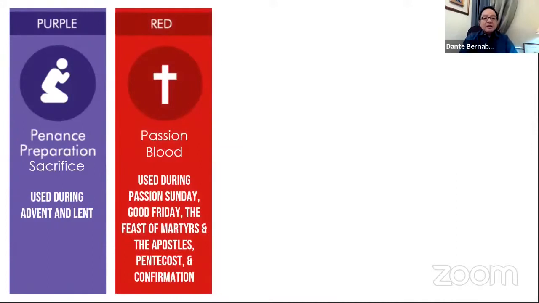It has a dual imagery of the blood and the burning passion of God's love. So that is used for Palm Sunday, yung mga gory na season natin, Palm Sunday, Good Friday, and the Feast of Martyrs and Apostles, except for Saint John, kasi he's the only one from among the apostles who was not martyred, so namatay siya the natural death. So also the burning passion of God's love, so that's also the color for Pentecost and the celebration of the sacrament of confirmation.